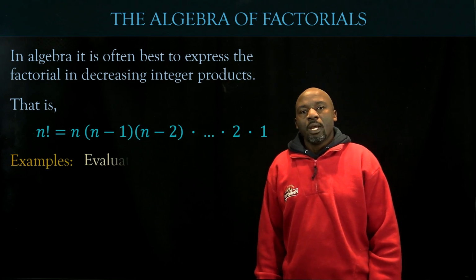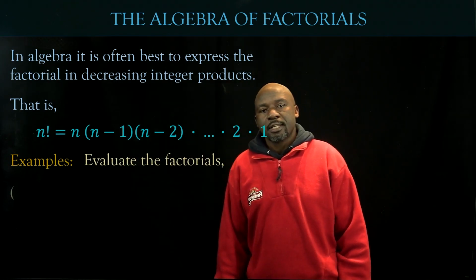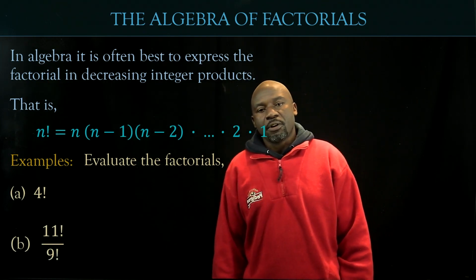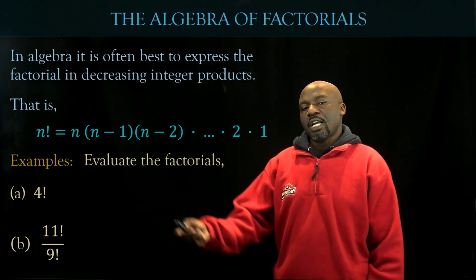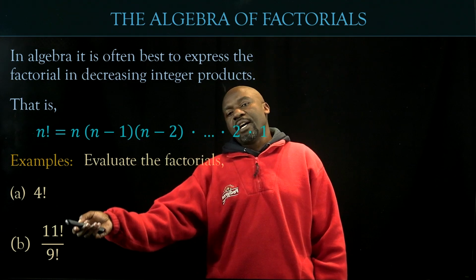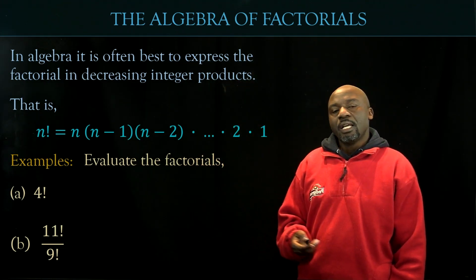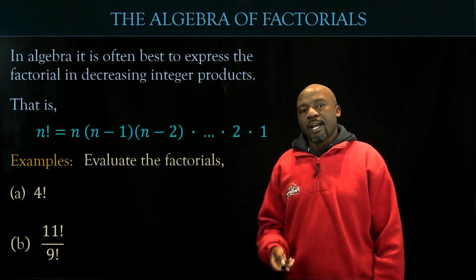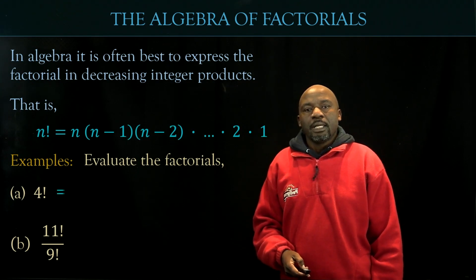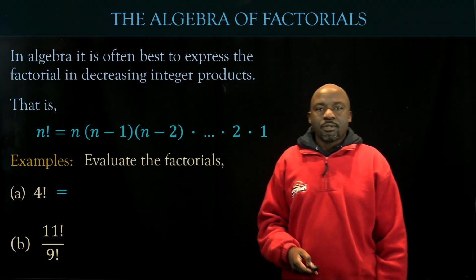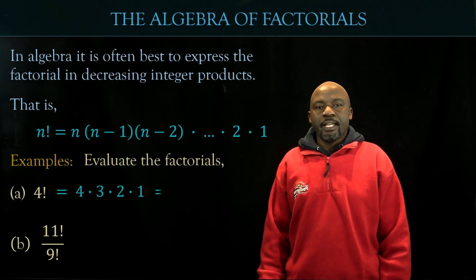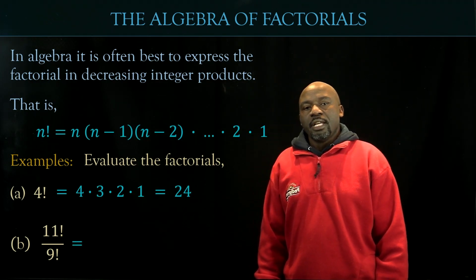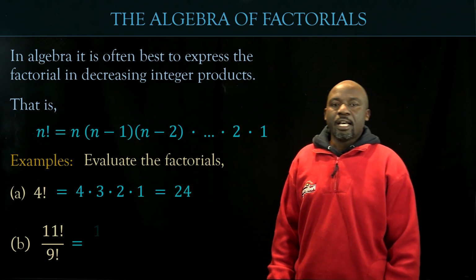Here is an example. Evaluate the following factorials. What is 4 factorial and what is 11 factorial divided by 9 factorial? So that is to say, we need to know what 11 factorial is and then divide by 9 factorial. Okay, it is possible to do this very quickly without having to expand the whole thing if we can write like this. Okay, so 4 factorial, first of all, is going to be 4 times 3 times 2 times 1, which is easily 24.